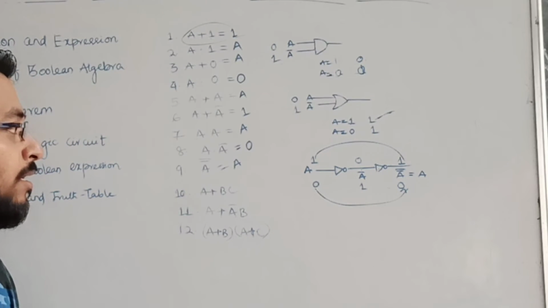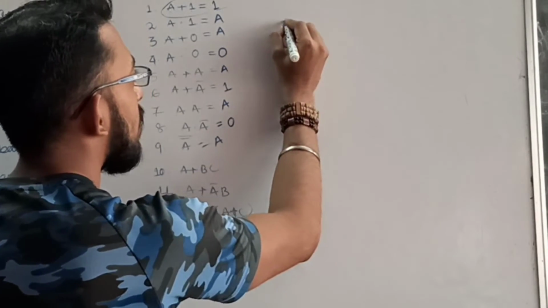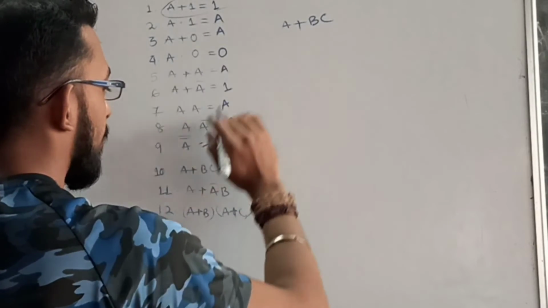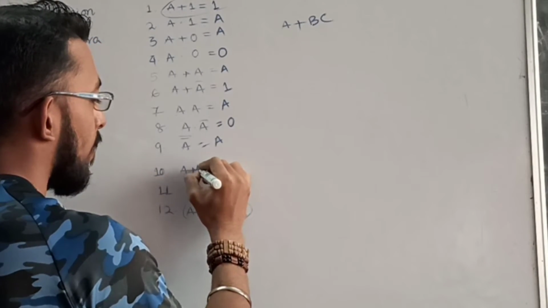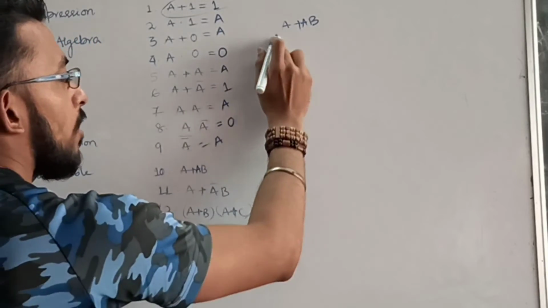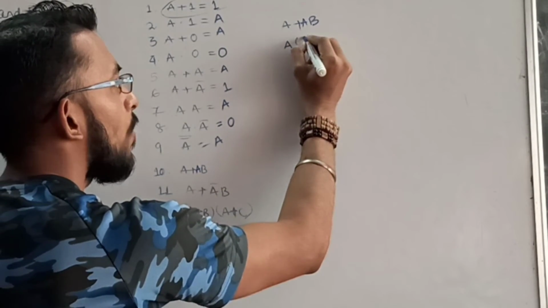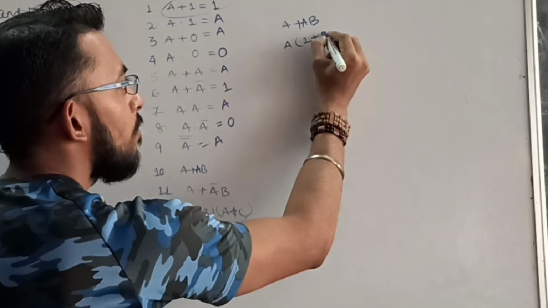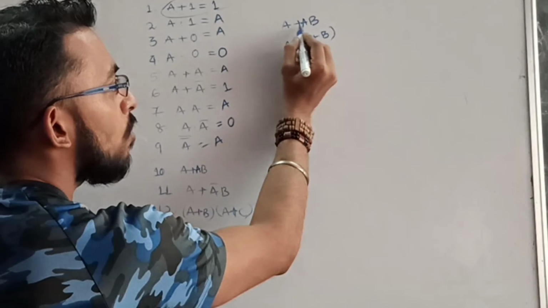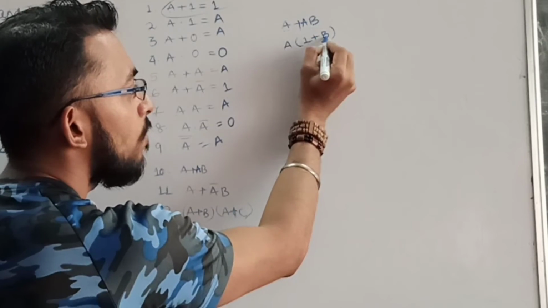Okay. Now the 10th one. Now the 10th one is nothing but A plus BC. No, it's A plus AB, not BC. It is A plus AB. Okay. So what do you mean A plus AB? Here I am going to take A as common. So what will remain? It will remain 1 plus B. Okay. What I did, I just took common A from both. One from here, one from here. So it will leave 1 over here and B over here.